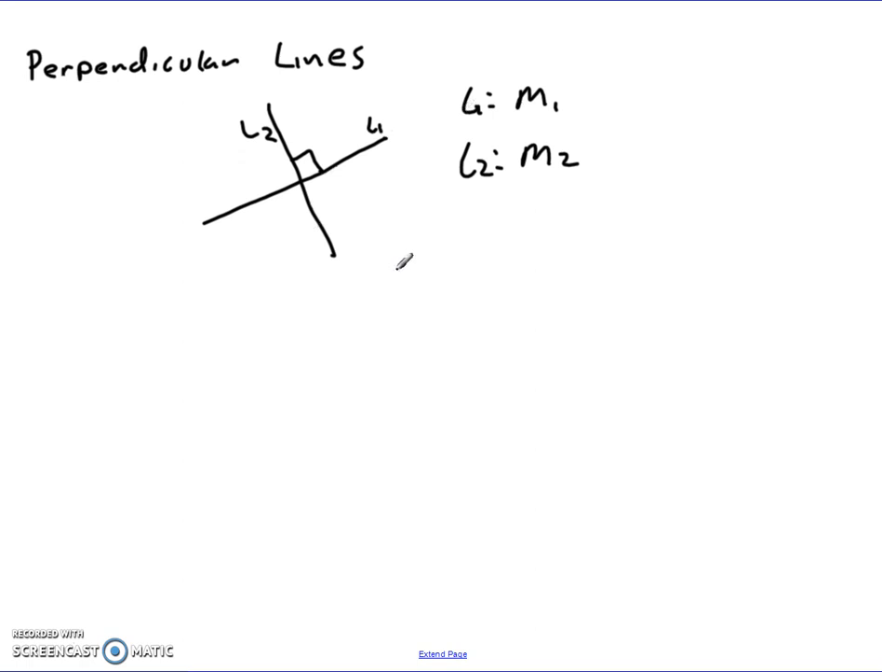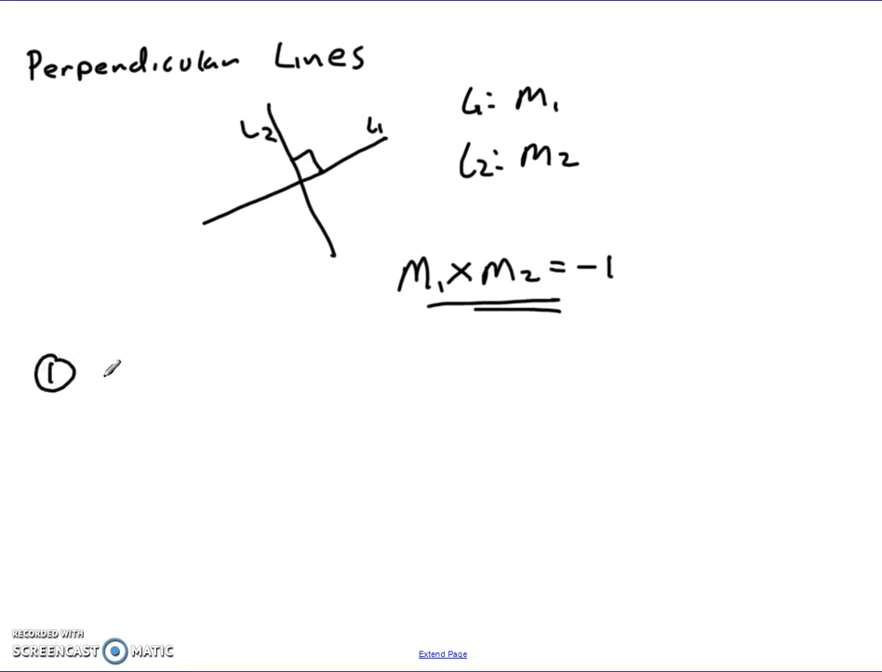What this gives me is a property where if I take the gradient of the first line, m1, and multiply it by the gradient of the second line, I get the same answer every single time: -1. So if I'm looking to find the gradient of a line that's perpendicular to one I already know, I can use this property. Or if I'm looking to prove two lines are perpendicular, I can use this factor as well. So let's have a look at an example of this.